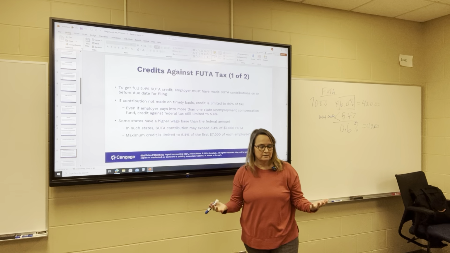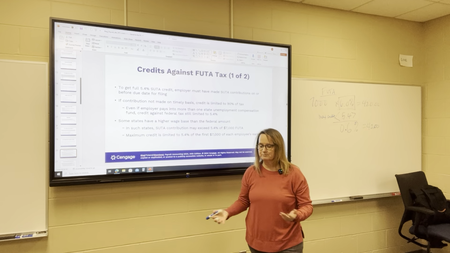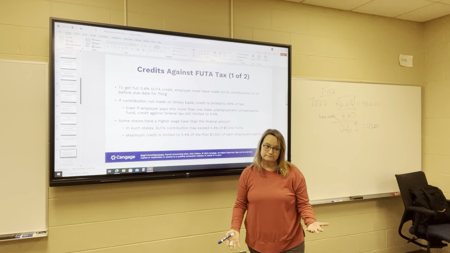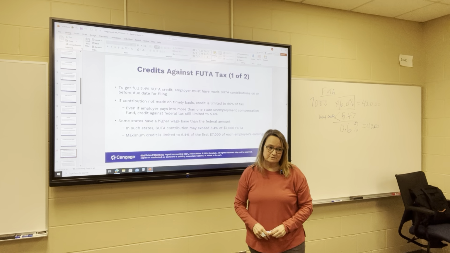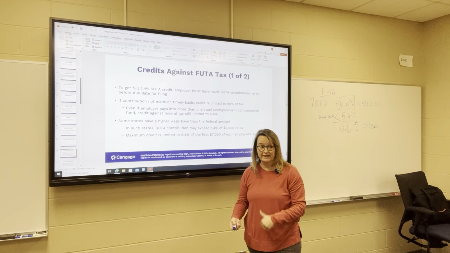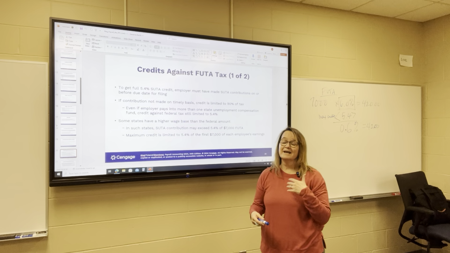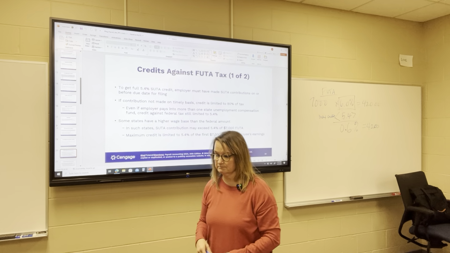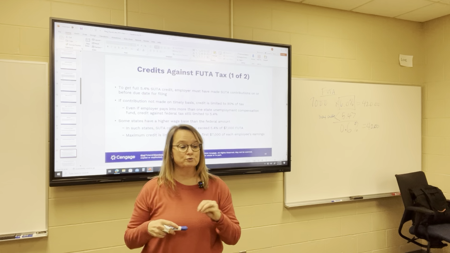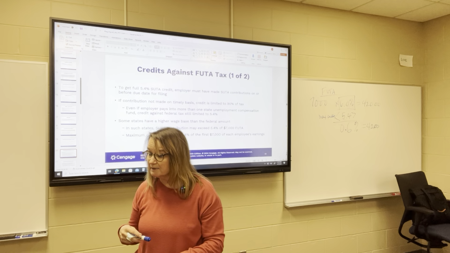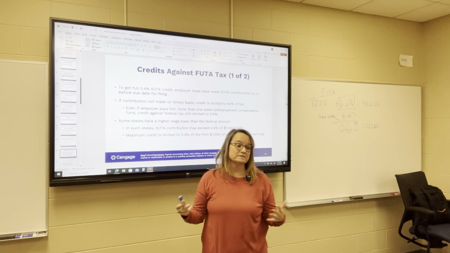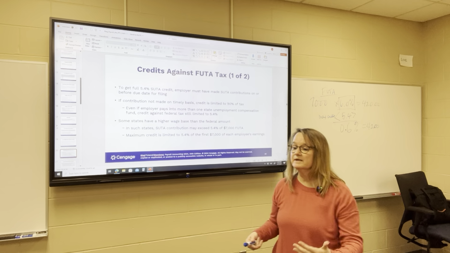Why on earth would the federal government care if employers have made their SUTA taxes on time or not? Well, one thing that happens when there's not enough money to pay out benefits is the federal government has to then loan states the money. So in order to encourage all of the employers to pay their taxes on time, they will penalize them if they don't. Because otherwise it increases the chances that the federal government's going to have to come in and make up that shortfall.